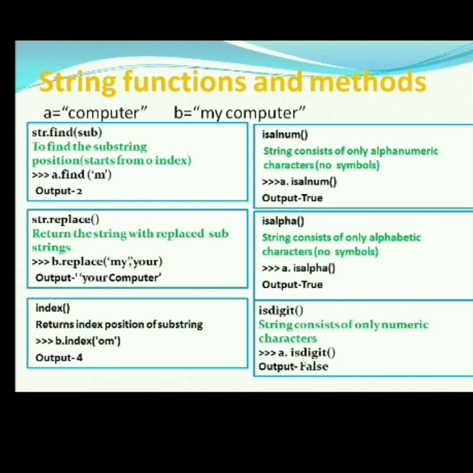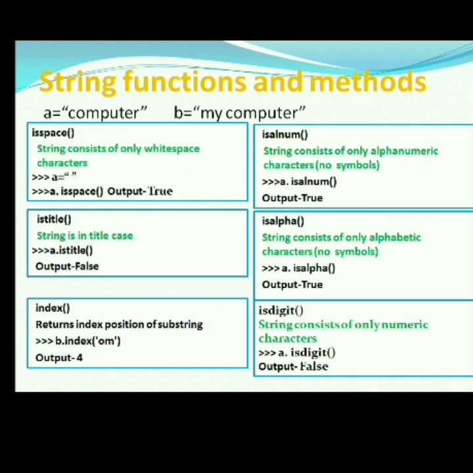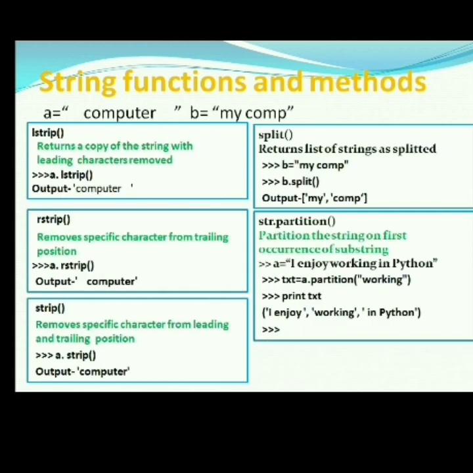Substring not found. In isalnum method, only alphanumeric characters are checked and it will return true if only alphanumeric characters are there. In this case, a.isalnum will return true. isalpha method will return true if the string consists of only alphabetical characters, no symbols.